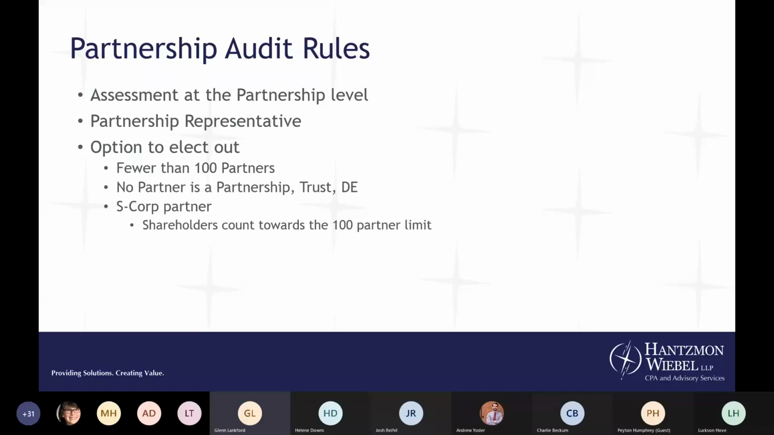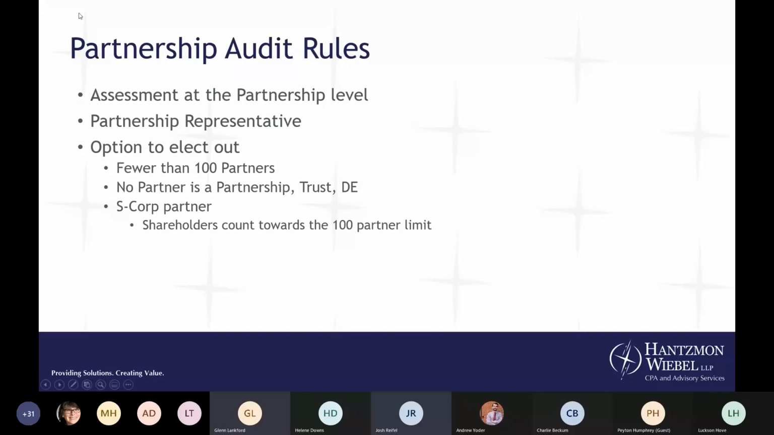But anyway, to my thinking, if you can elect out of these rules, it makes sense to do so, because if you're not subject to the centralized partnership audit regime, then the IRS has to audit through the individual partners. They can't audit the partnership, they have to audit the individuals, and I think that will result in fewer audits related to partnerships. I just can't think of a good reason not to elect out if you can.